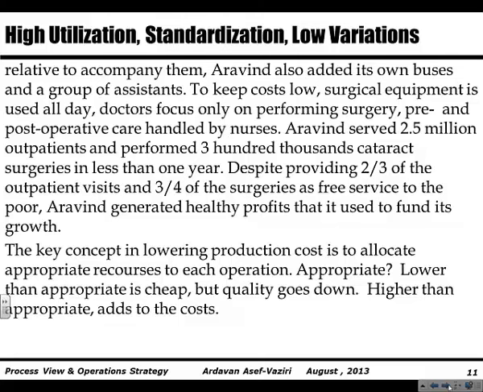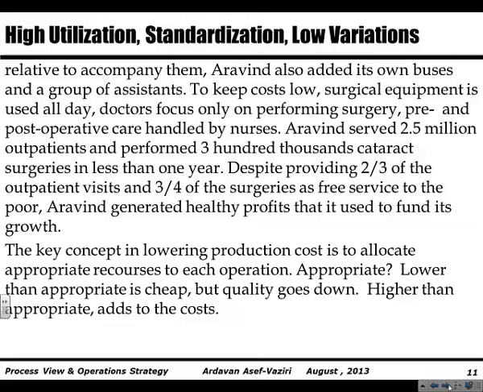To keep costs low, surgical equipment is used all day, and they allocate to each activity the appropriate resource. Doctors focus only on performing surgeries. Pre and post operative care is all handled by nurses. Aravind served 2.5 million outpatients and performed 300,000 cataract surgeries in less than 1 year. Despite providing 2/3 of the outpatient visits and 3/4 of the surgeries as free services to the poor, Aravind generated healthy profit to fund its growth.